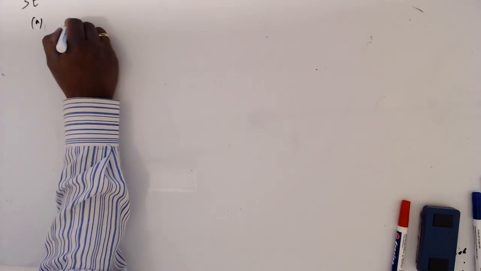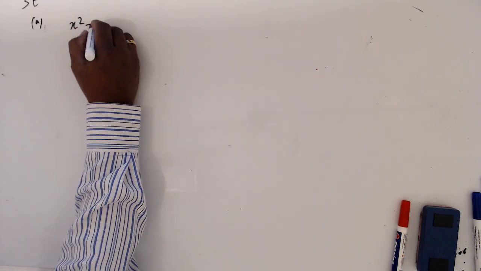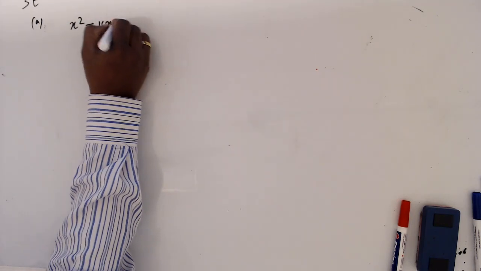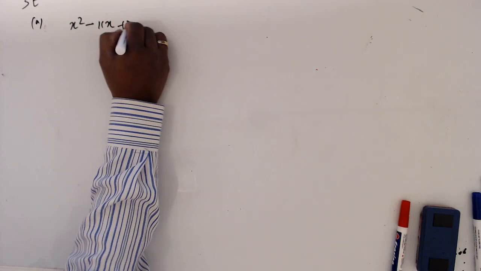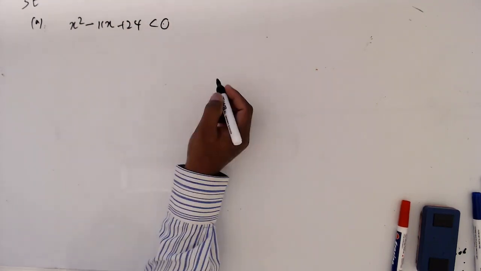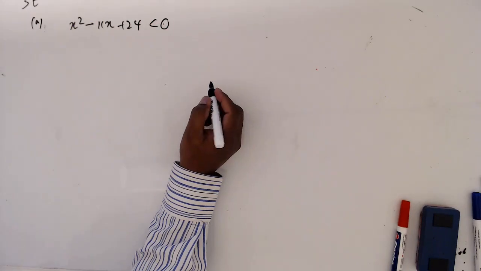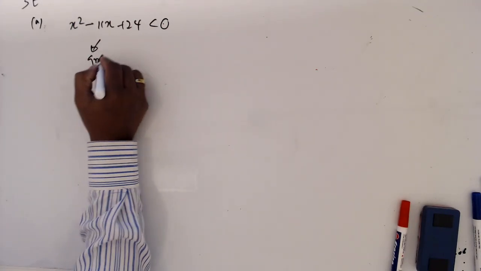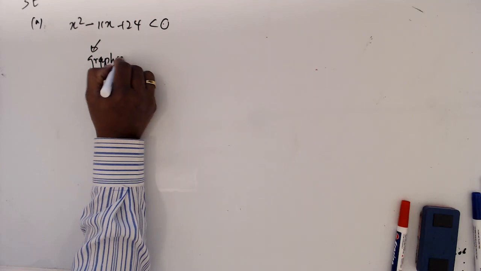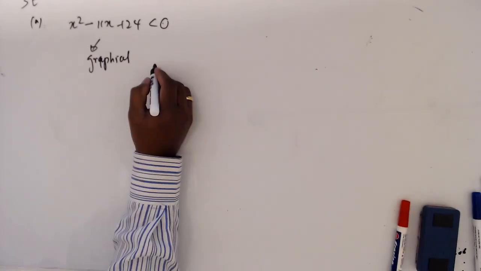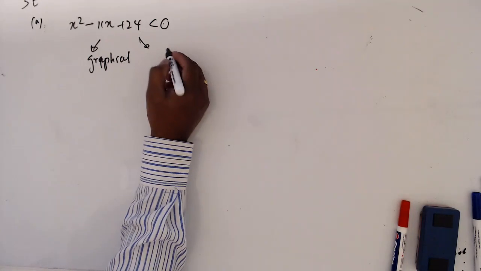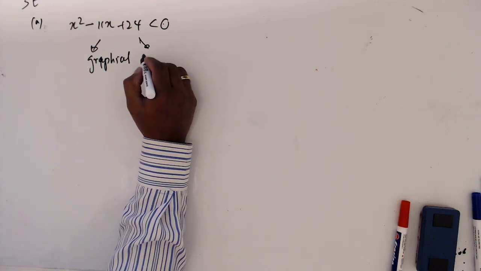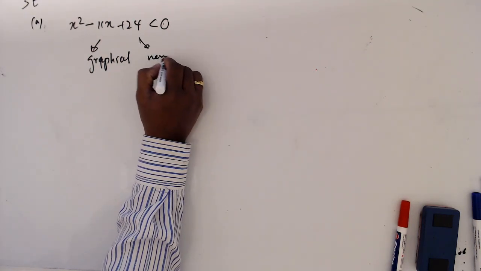Part A: x square minus 11x plus 24 less than 0. I'm going to discuss this one two ways. One is the graphical method. The other one is the non-graphical method, with tables.